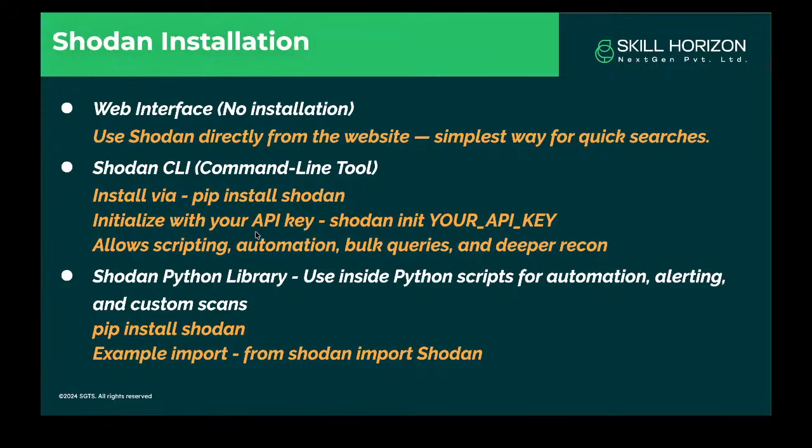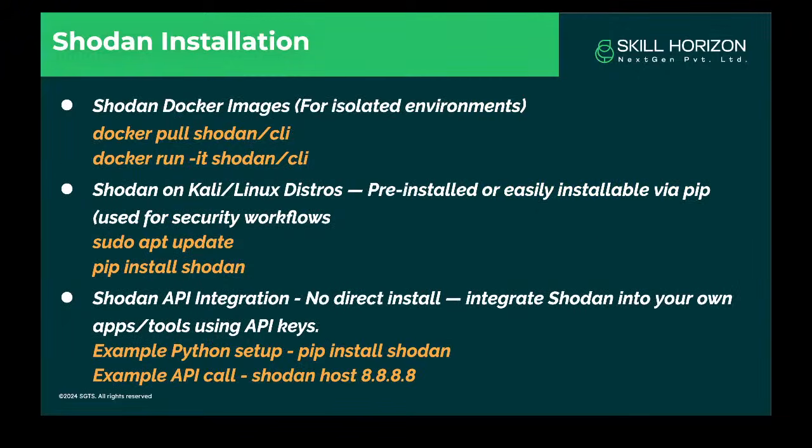Okay, so I'm going to show you how you can configure Shodan with your API key. But let's talk about the other installation scenarios. You can use the Shodan Python library, so we can use some Python scripts for automation, alerting, or custom scans also. You can use Shodan Docker images also, right? If you are installing Shodan on a Debian based system, you can use the apt package manager as well. So Shodan has multiple ways to install on your system, and you can use whatever you want.